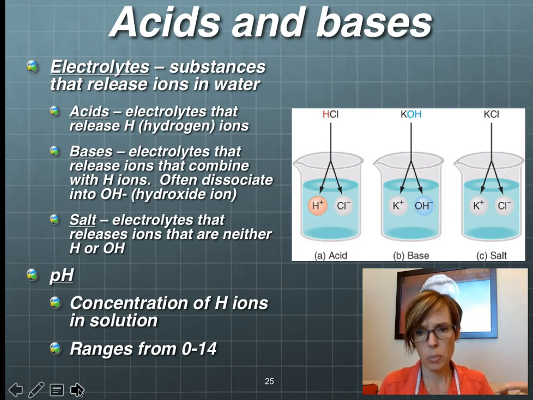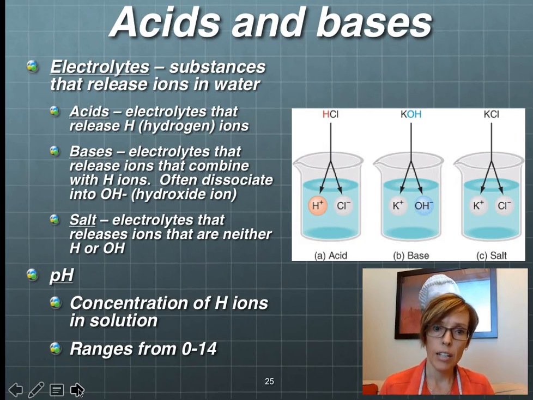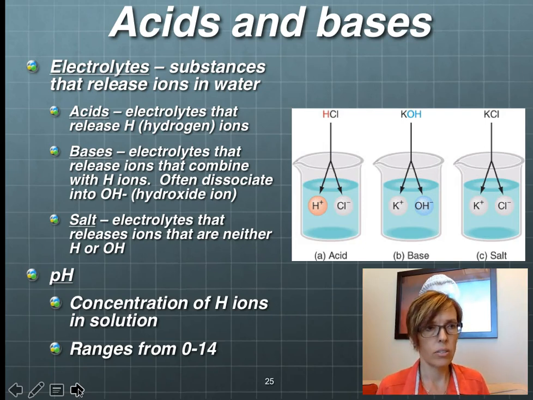An acid is a specific kind. It releases hydrogen ions. A base dissociates hydroxide ions, so it releases hydroxide ions. That's sort of the difference. Now, salts are electrolytes that simply release ions, and neither of those ions can be hydrogen or hydroxide. Those are your definitions. Okay.